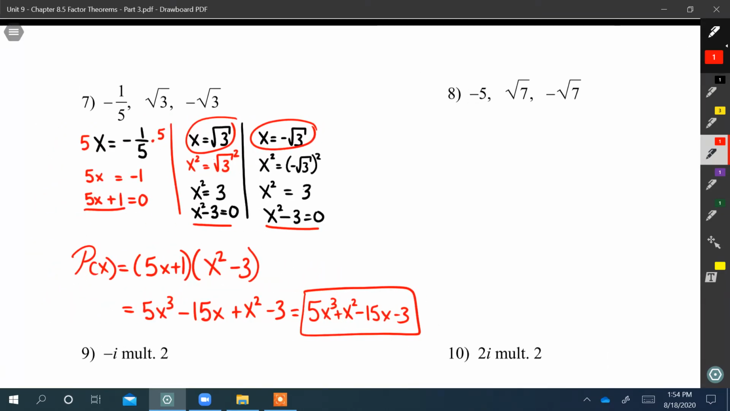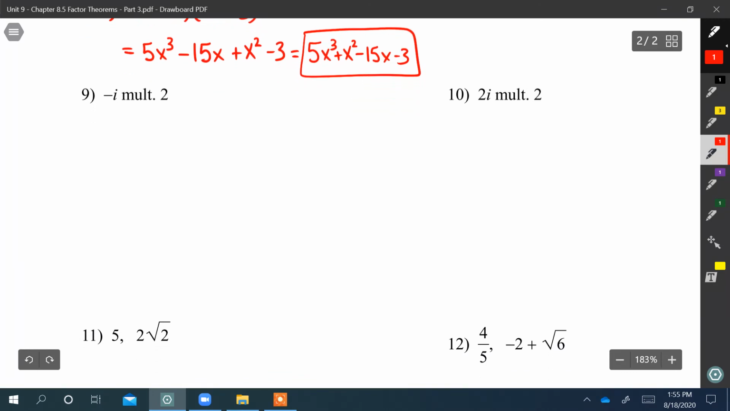Alright, so I want you guys to try number 8. Number 8 is the same idea, but just with different numbers. Alright, let's go ahead and do number 9. Hopefully you tried the other one there.